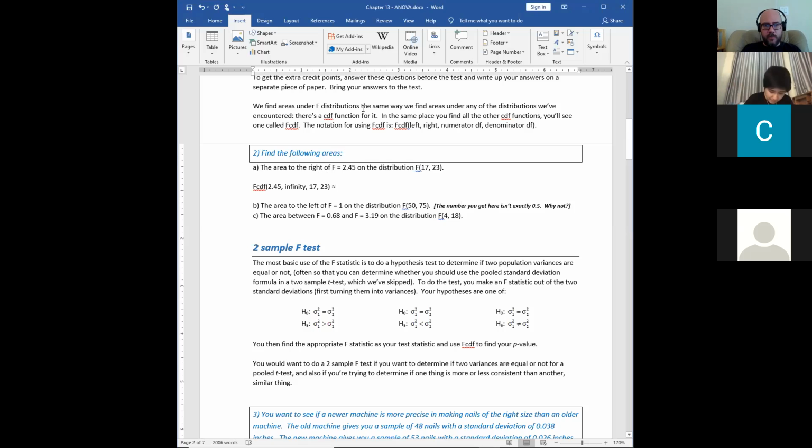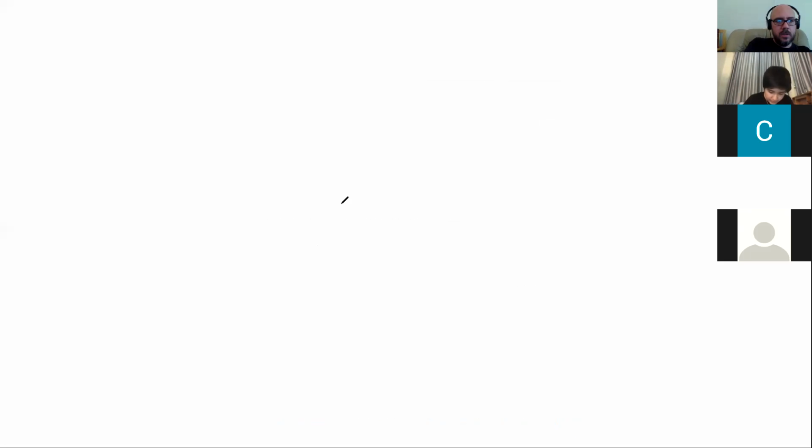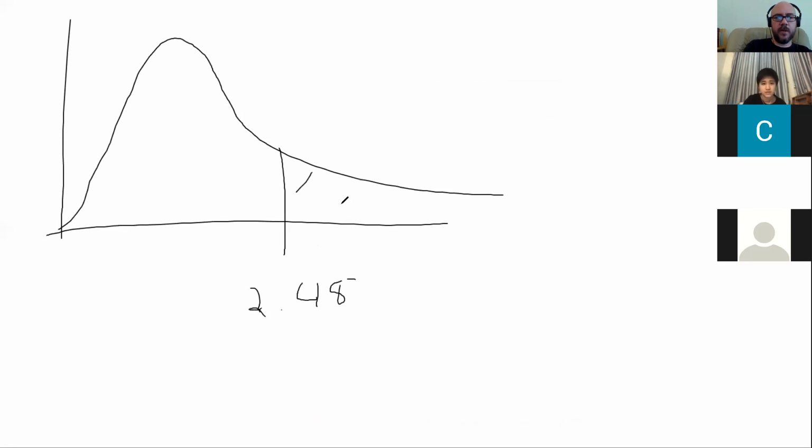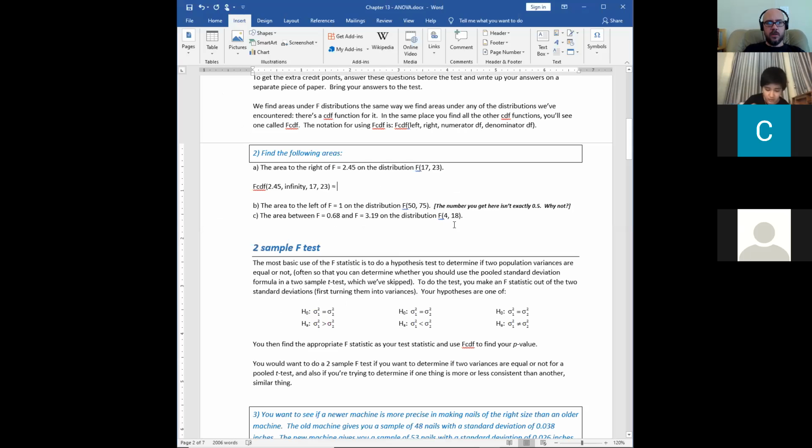So I'm asking about this. F kind of looks like this, and there's 2.45. Oh my gosh, this is so hard to write with my hand. And I'm asking for that area to the right of 2.45, skewed to the right. Yeah, that's what I'm asking for there. So the answer is 0.0233.